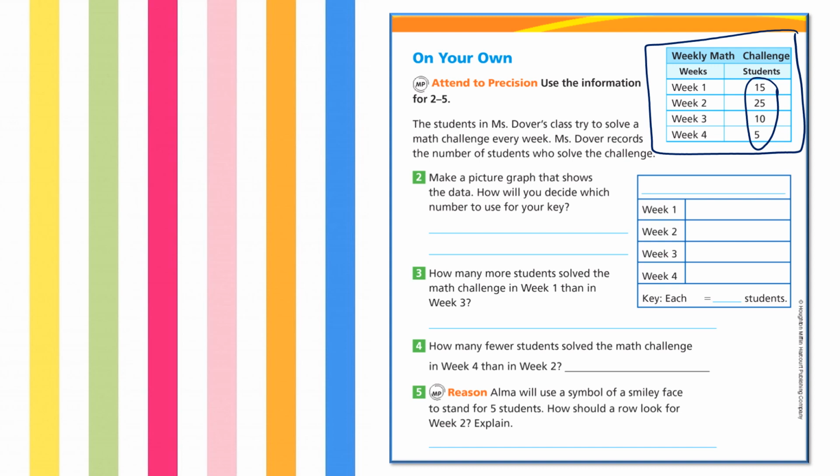Well, I notice that there is either a 5 or a 0 in all the ones places. And I know that my multiples of 5, or when I'm counting by 5, always have a 5 or a 0 in the ones place. So I think that I could use the number 5. Okay. How many more students solved the math challenge in week 1 than in week 3? Well, let's complete our picture graph first, and then we'll come back to that. So let's write our title. Weekly Math Challenge.